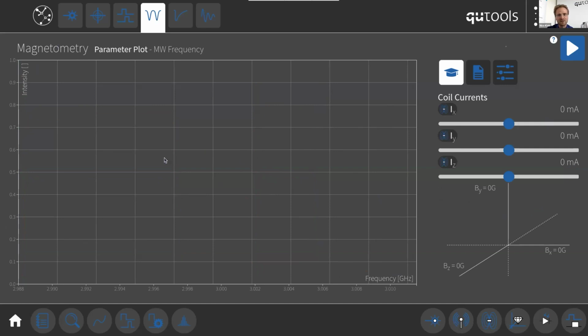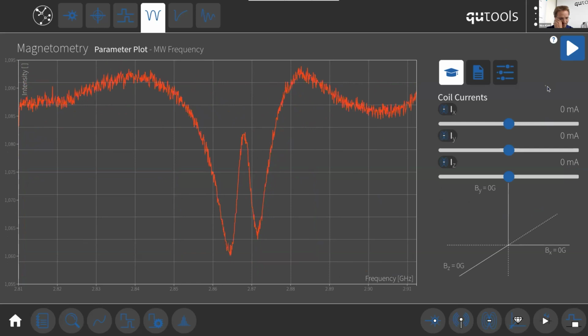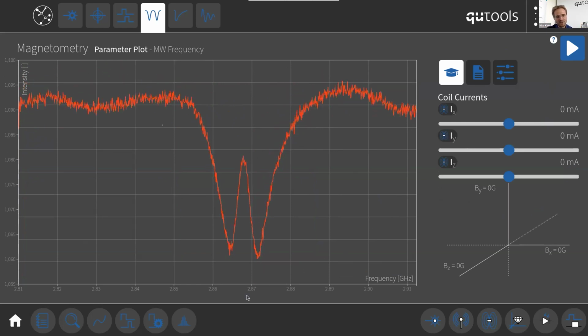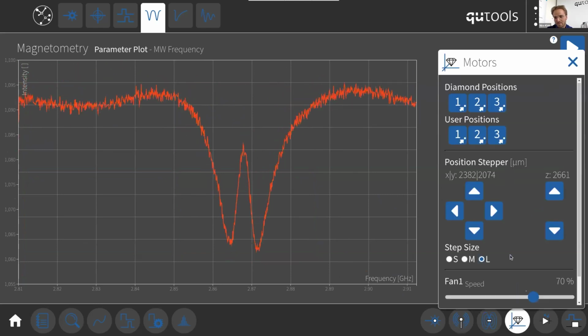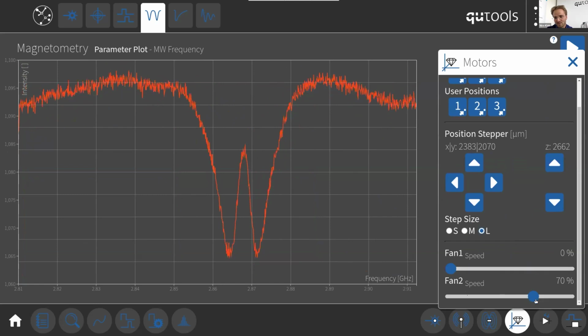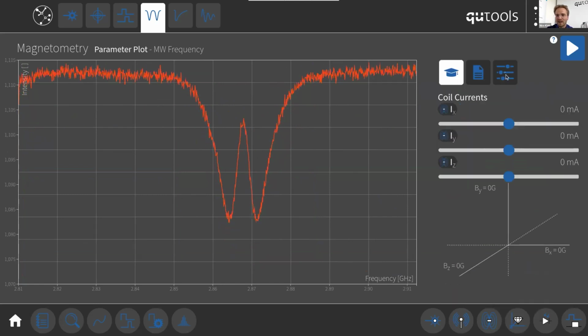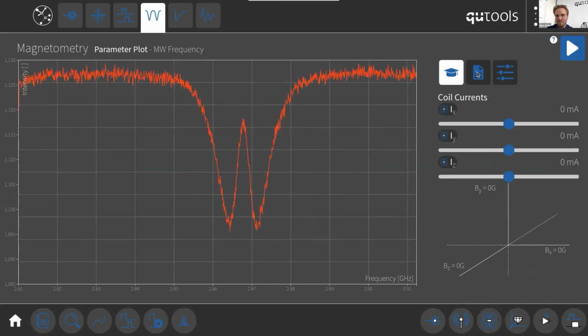So here we have a magnetometry experiment, which is an ODMR scan, basically. So we scan the microwave frequency over the different frequencies, and we're going to observe the dark state, which you can see here. It goes down like this. Let me switch off the fans as well, so we can get a little bit less fluctuation. And you can see here, this is also being updated in real time.